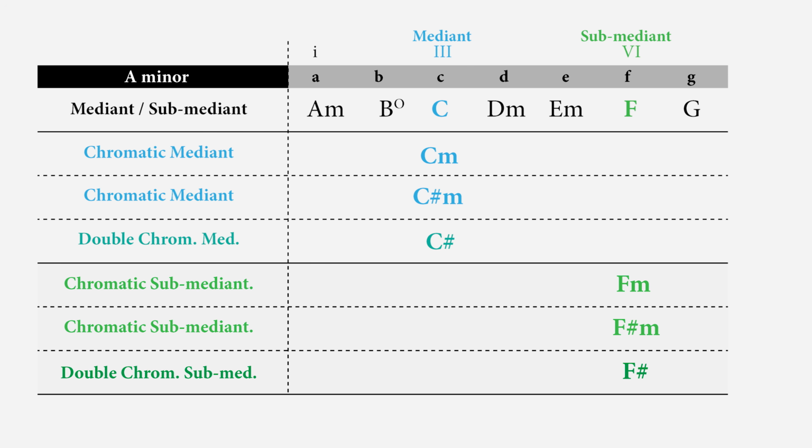Now the first chromatic mediant we come across is the C minor chord, which is the parallel minor of the diatonic mediant C major. And the C minor chord has one note in common with the tonic A minor, and that is the note C. Now the two chords together sound like this.